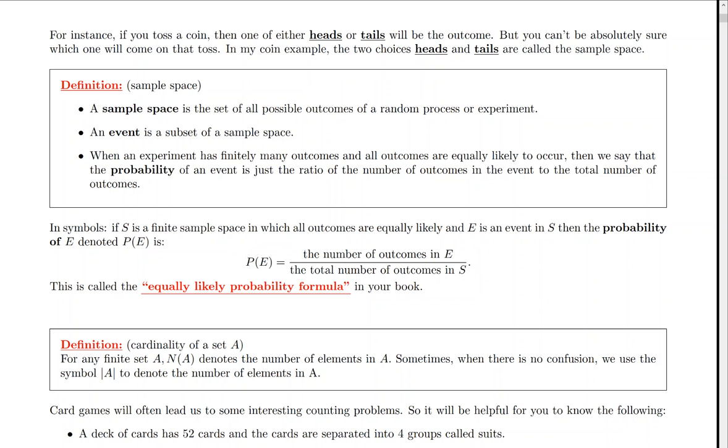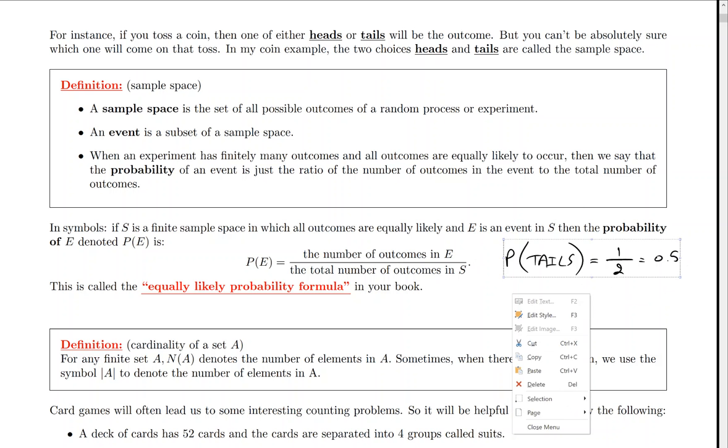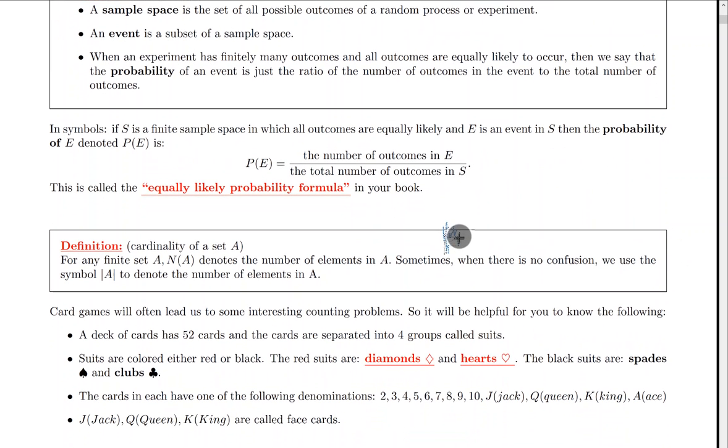For example, if I want to know the probability of getting tails in my coin flip game, there's only one way to get tails, and there are two things in the sample space. So this is going to be 0.5. Another way of saying that is 50%. It's 50% likely that I'm going to get tails when I flip a coin, and again, if I do the same experiment, it's 50% likely that I'm going to get heads. Okay, so that's what we call the equally likely probability formula.